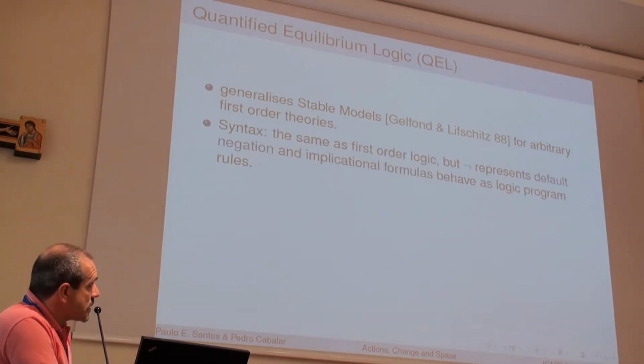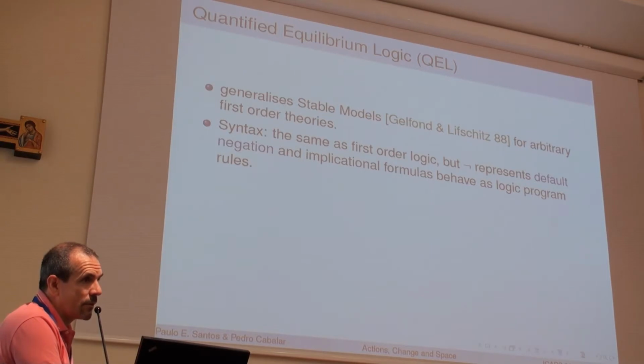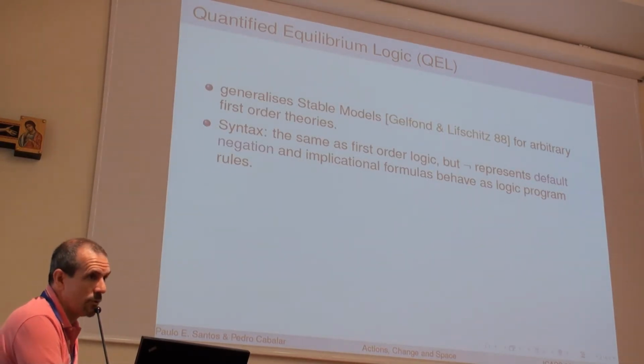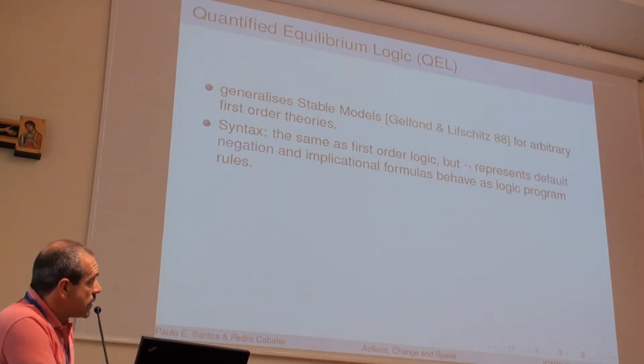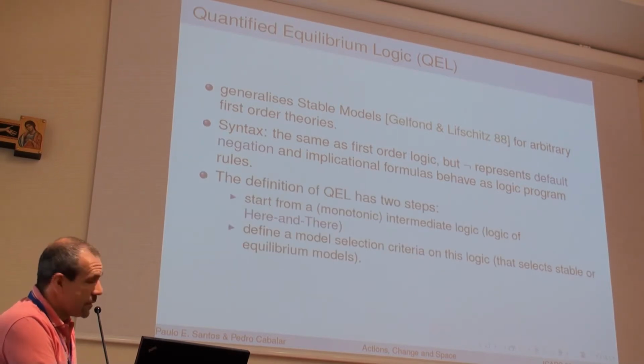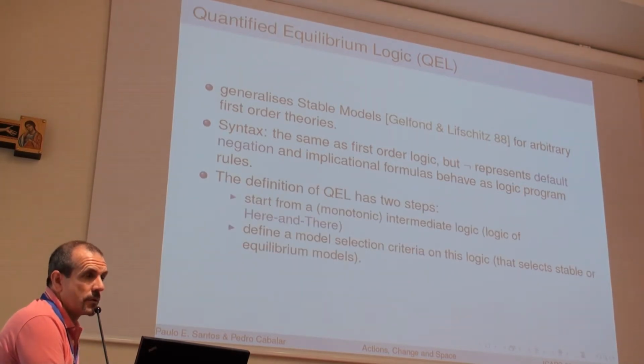It has the same syntax as first-order logic, but the meaning of connectives is slightly different. For instance, negation represents default negation. So when you see a not, you are saying if you cannot prove something. And implication behaves as a logic program rule. So actually it's like an inferential rule, right? The definition can be seen in the paper. It has monotonic logic and then a model minimization criterion on top of it. There is also an alternative definition which looks like circumscription, like a variant of circumscription.